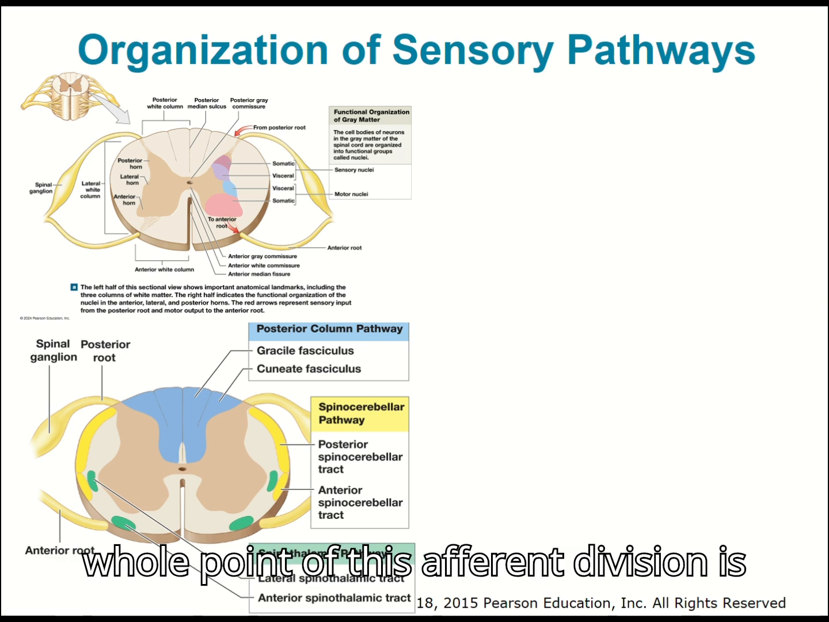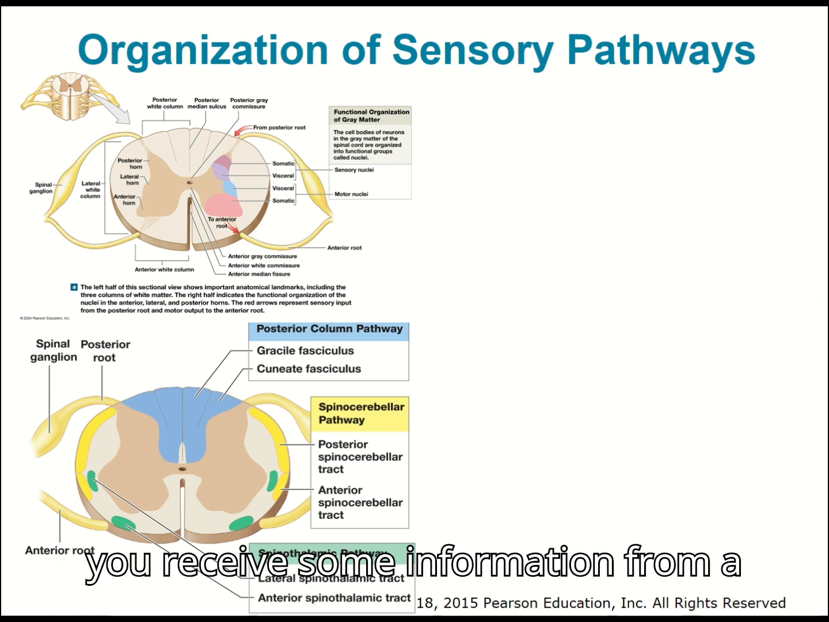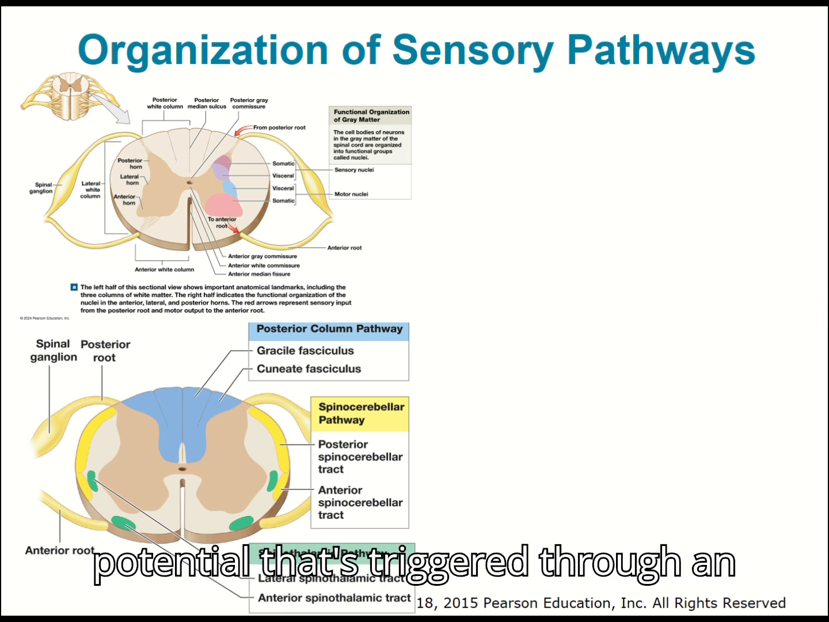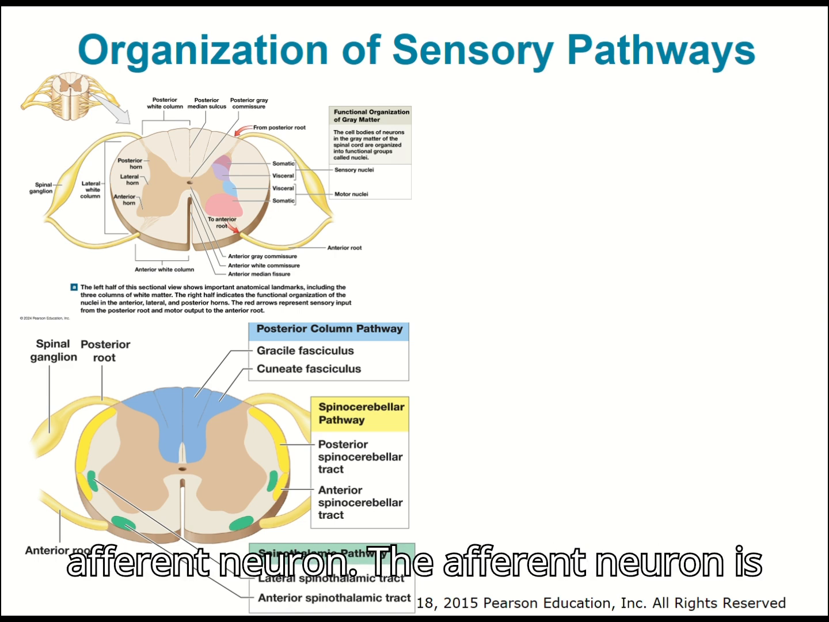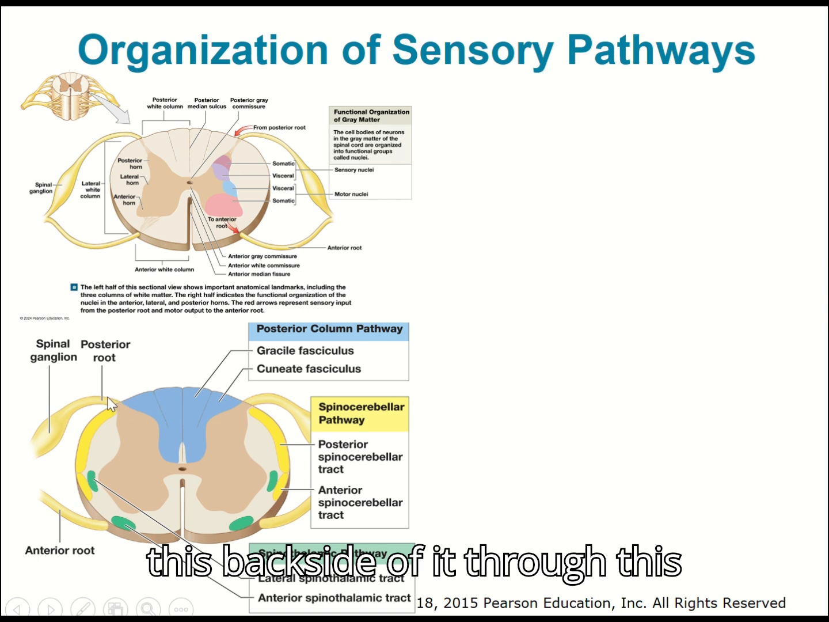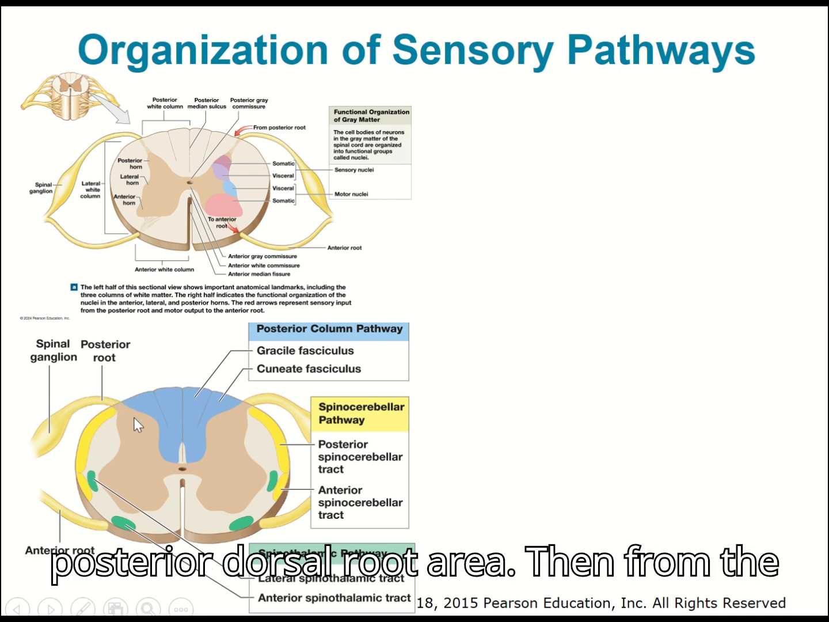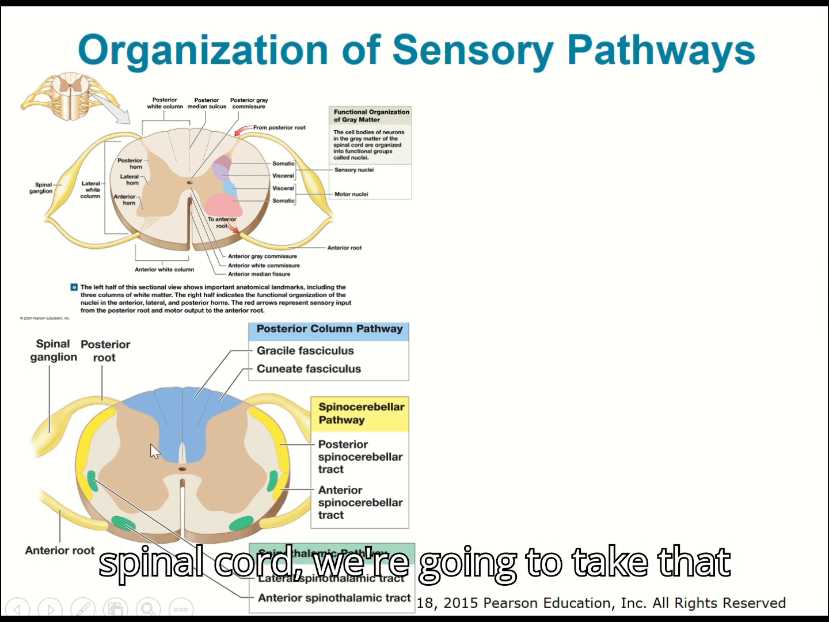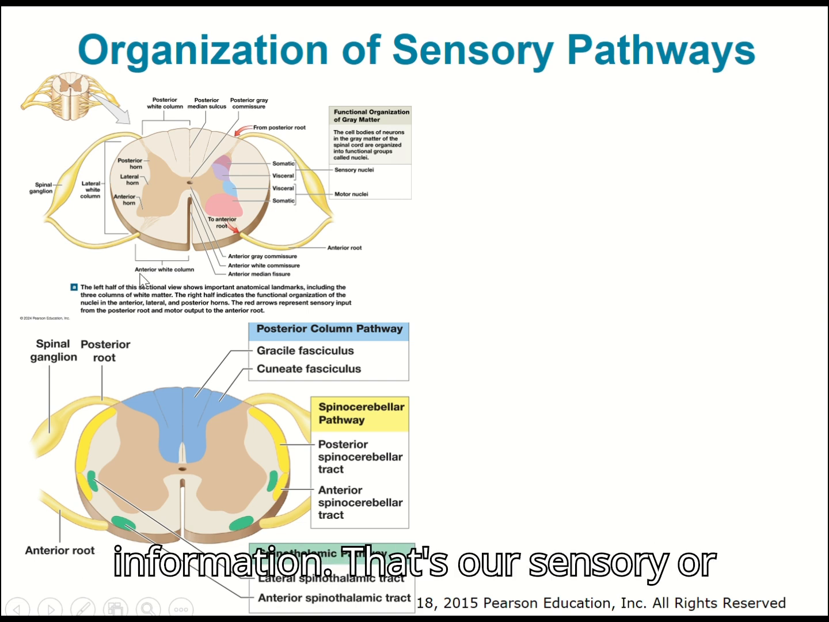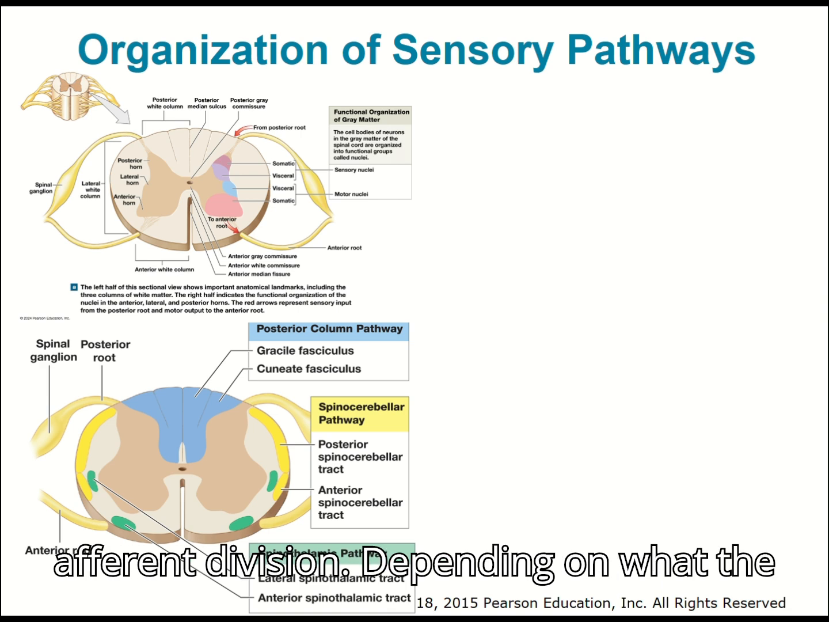So remember, the whole point of this afferent division is you receive some information from a receptor. That receptor causes an action potential that's triggered through an afferent neuron. The afferent neuron is going to eventually come in and join into the spinal cord, into this back side of it through this posterior dorsal root area. Then from the spinal cord, we're going to take that information upward into the different parts of the brain to process the information. That's our sensory or afferent division.